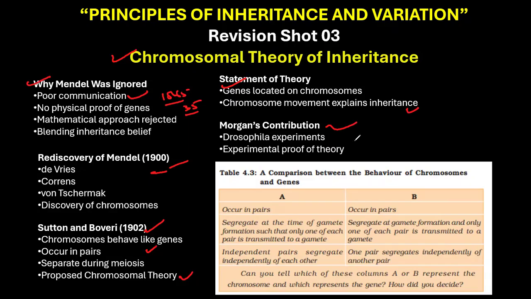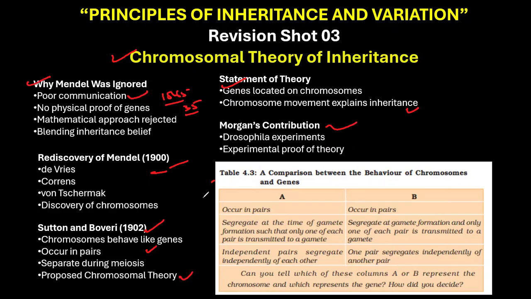So Morgan's work confirmed that genes are present on chromosomes, and chromosomes are the carriers of heredity. Please remember these two statements: genes are present on the chromosomes, and chromosomes are the carriers of heredity. This is what Morgan's work confirmed.